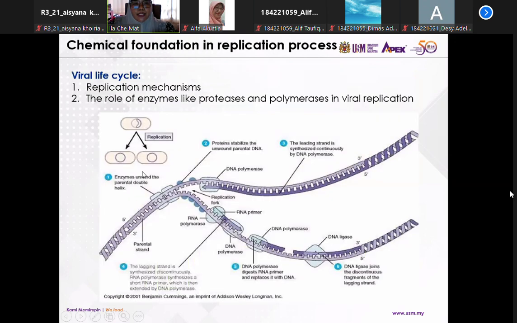Okay, and then for the next process, once the virus goes inside the cell, it will go through the replication process. And the replication process involves a lot of enzymes, for example DNA polymerase, RNA polymerase one and two, RNA primase, and DNA ligase. So this is another step where chemistry takes part, where they can target each enzyme to stop the viral replication process.